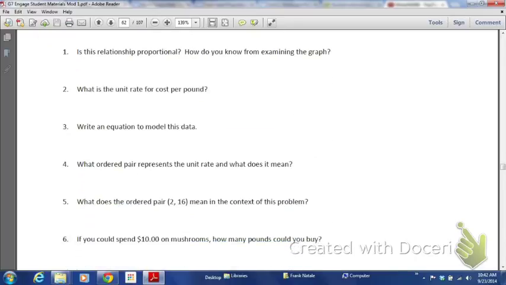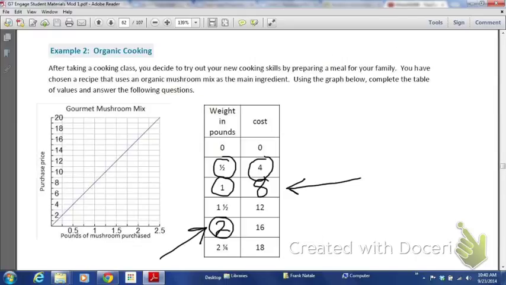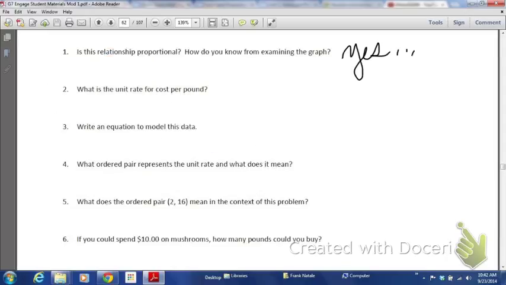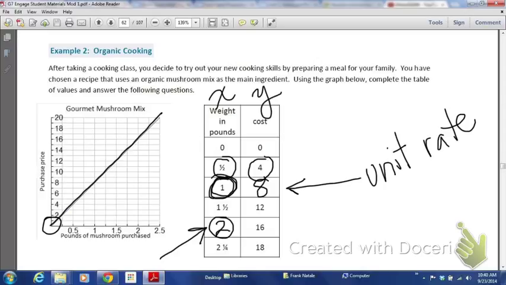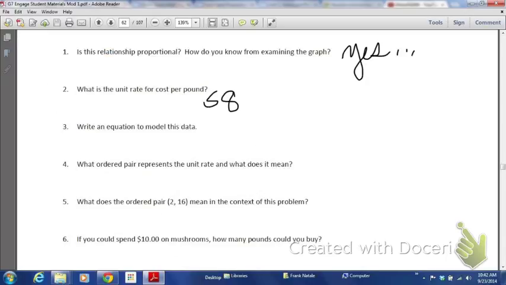All right, so is this relationship proportional? How do you know from examining the graph? And of course you know it is indeed yes, it is proportional. As you can see, we have a graph that goes through the origin and it is a consistent straight line. Okay, what is the unit rate? Cost per pound. Our unit is per pound, so per every pound, where this weight, this X value, is 1, remember, that is going to be our unit rate. So our unit rate is $8 per pound.